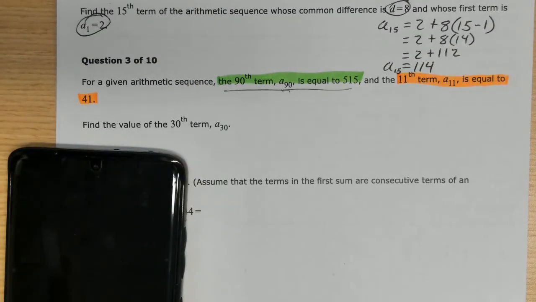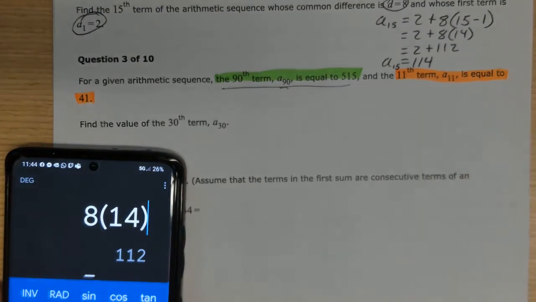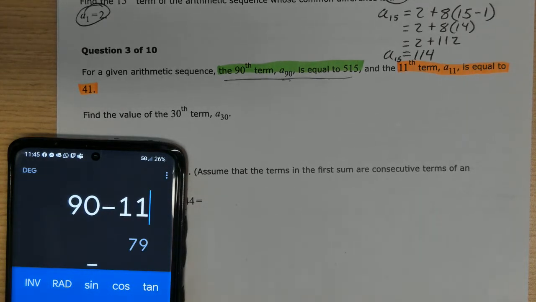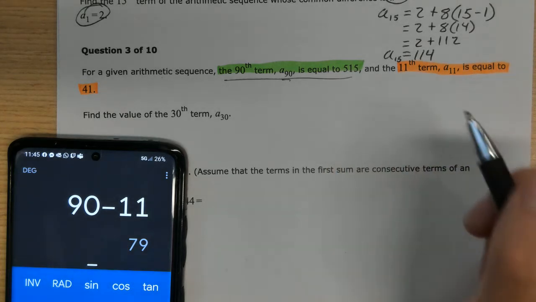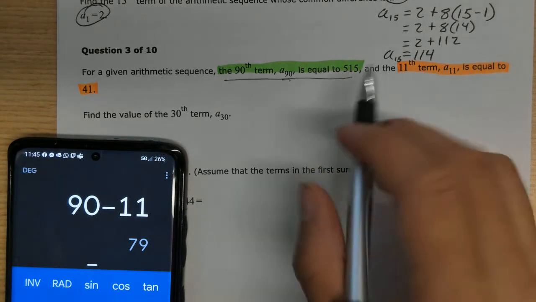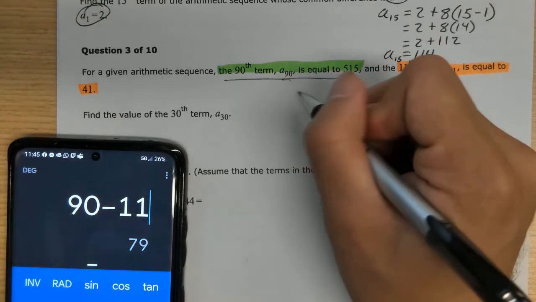So pretty much you want to figure out how many terms you have in between the 90th and the 11th term. To figure out the number that you have in between, you can just subtract 90 minus 11. So technically you have 79 terms in between the 90th and the 11th. Okay? So technically what's going to happen here is that you have the 11th term, which is 41.